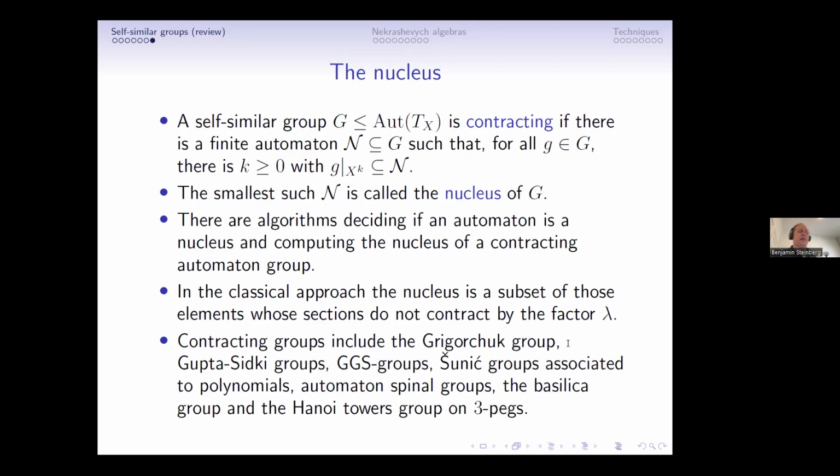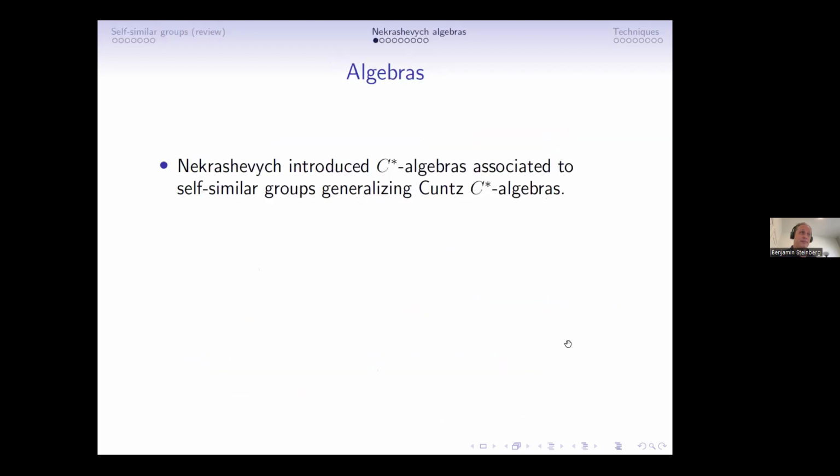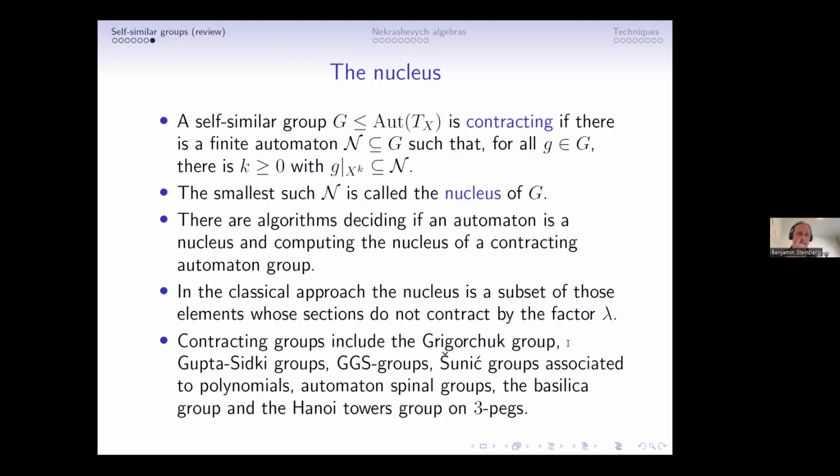A lot of iterated monodromy groups of certain kinds of post-critically finite rational functions are contracting. So contracting is one of the most studied classes of automaton groups. Okay, so before I move into algebras, any questions about self-similar groups? I know if you've never seen it before, it's a lot to absorb.